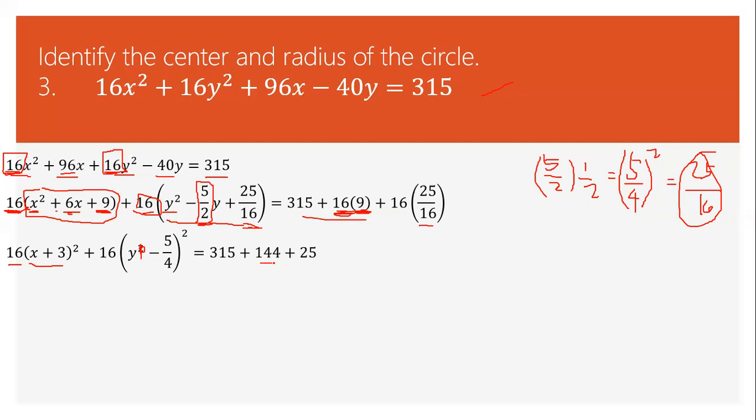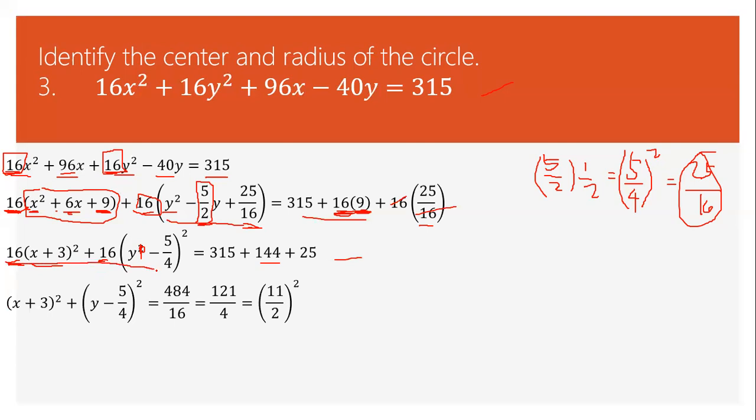And then we will add on the right side: 315 plus 16 times 9 is 144. And then 16 times 25/16, the 16 cancels, 25 remains. Since we have 16 here at the left side, but in our standard equation there is no coefficient outside, we divide by 16 on both the left and right of the equation to cancel out the 16.